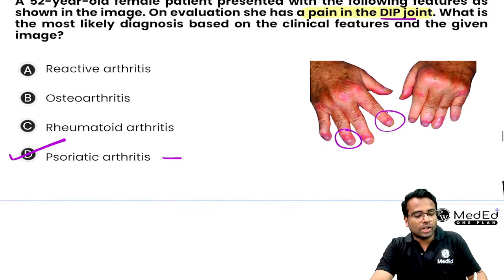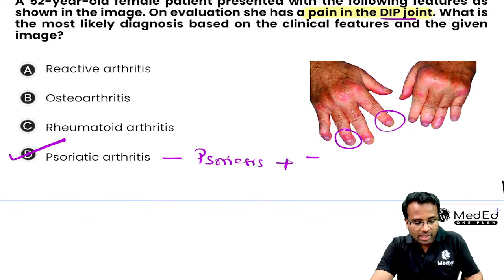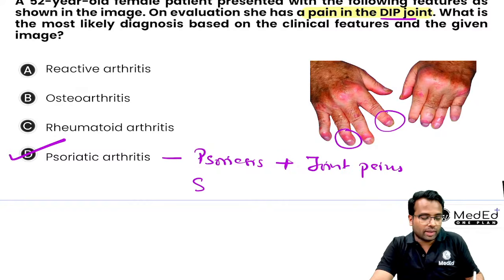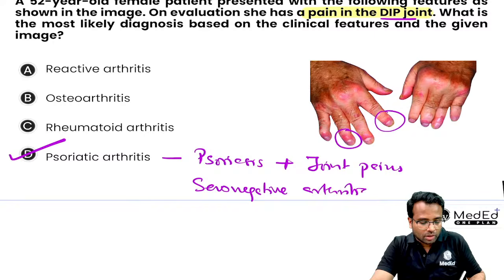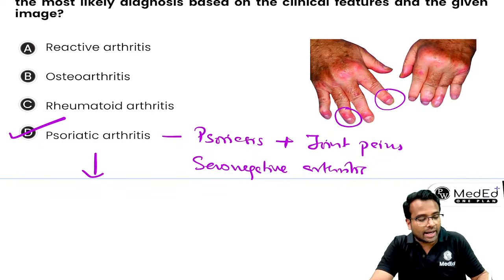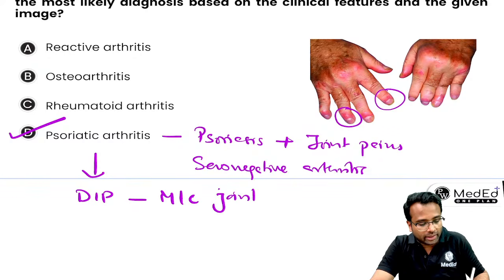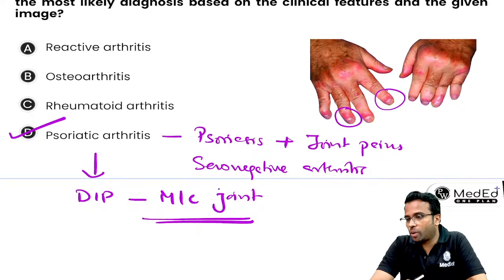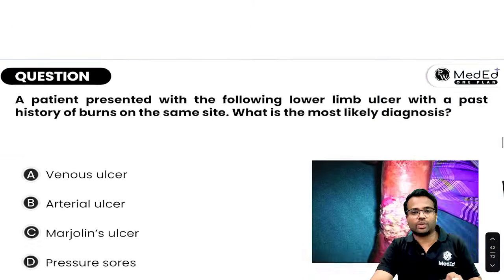So please remember, in psoriatic arthritis the patient may present with complaints of psoriasis along with joint pains. This is an example of a seronegative arthritis, and this is going to be psoriatic arthritis, especially because the distal interphalangeal joint is the most common joint involved in this case. Clear? So now moving to the next question.